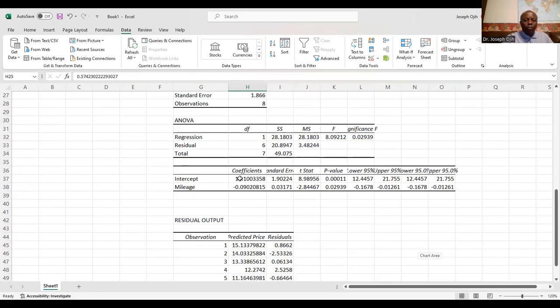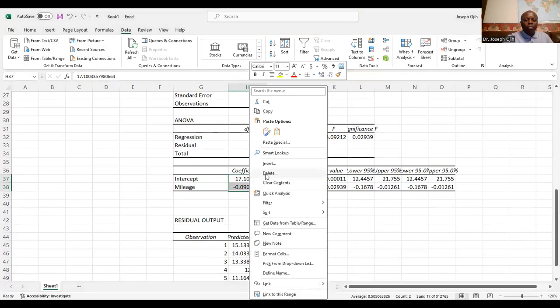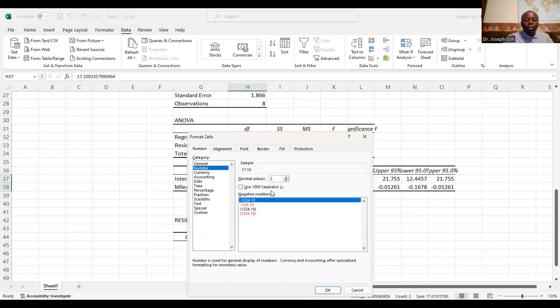I'm gonna make this 2 decimal places, depending on what the equation wants. Make it 2 decimal places, good. Now I click OK.